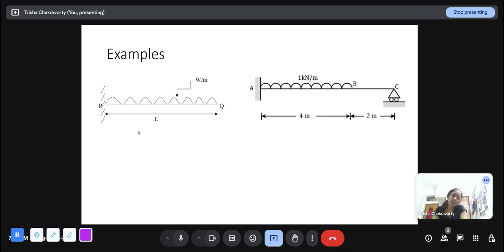In a propped cantilever, there is one additional reaction, RC. So there is one extra unknown: three unknowns and two equations. So this is 1 degree indeterminate.